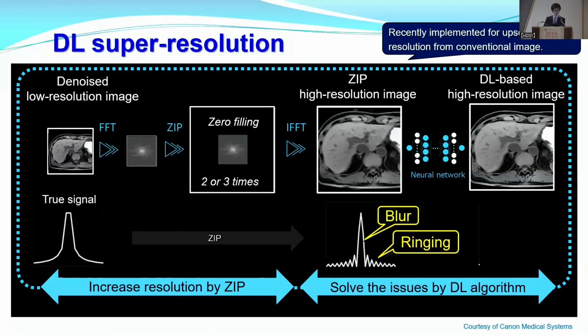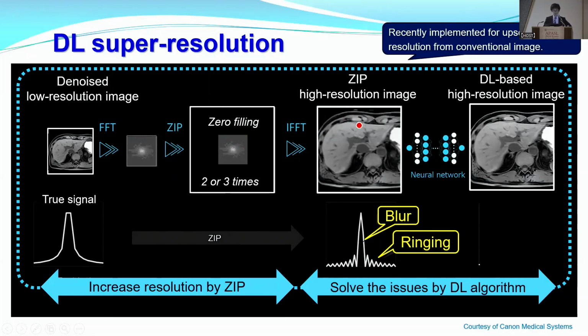So as mentioned before, deep learning reconstruction has substantially improved image quality by reducing image noise while maintaining the acquisition time. And more recently, deep learning super resolution has been implemented for clinical MRI for upscaling image resolution from conventional images. In these deep learning super resolution algorithms, two or three times zero-filling interpolation is applied to the denoised low resolution image.